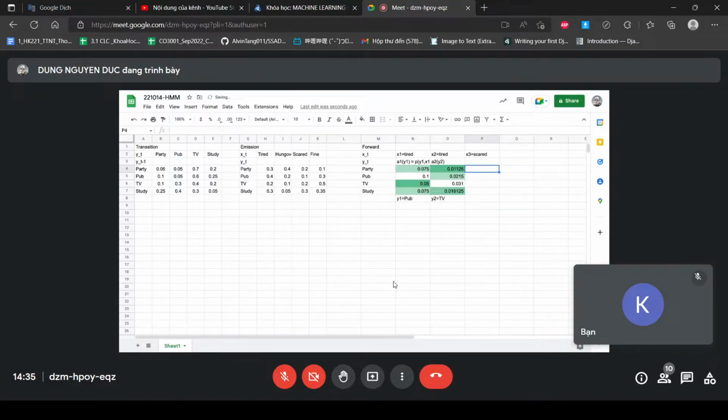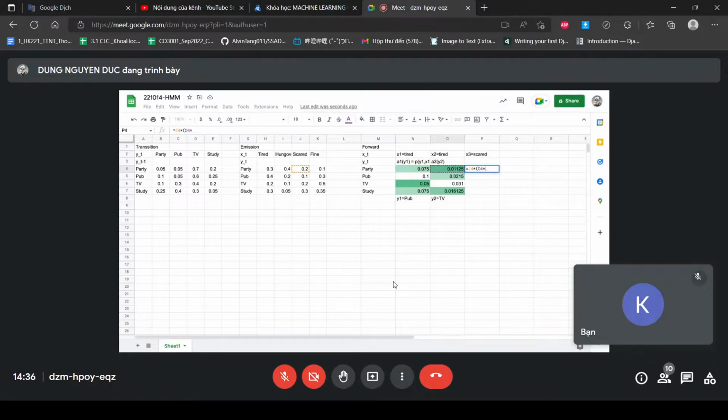Okay, for this one, let me have alpha 3. Now this one, you know how to calculate. You observe scared. So the first thing you have is this, right? Multiply what? This one.